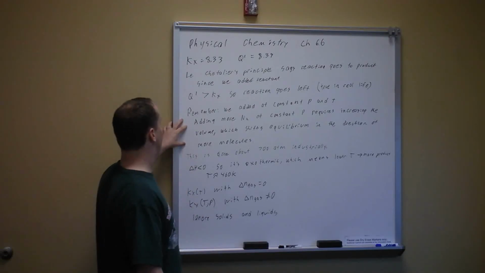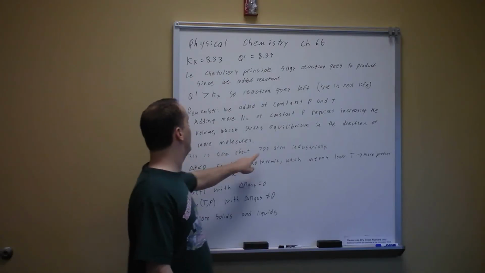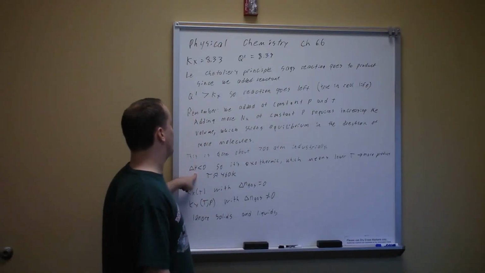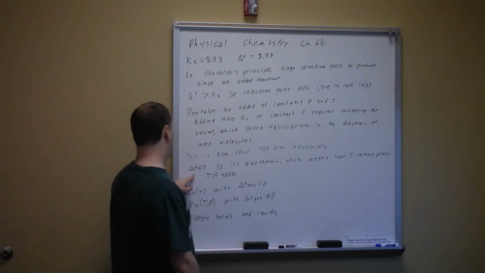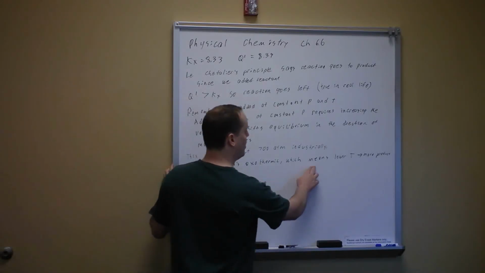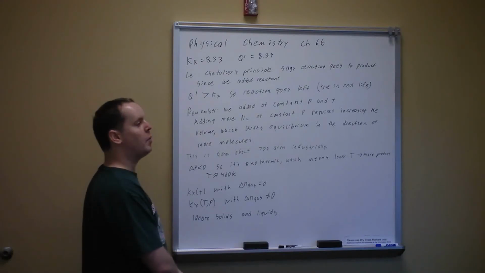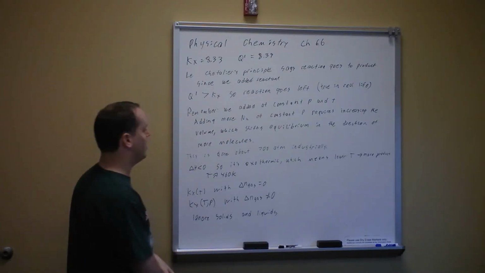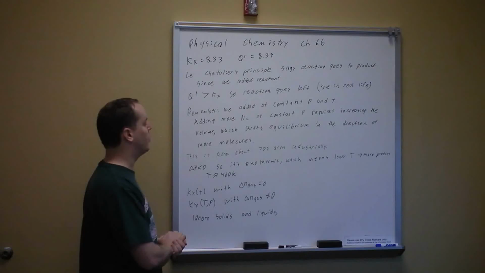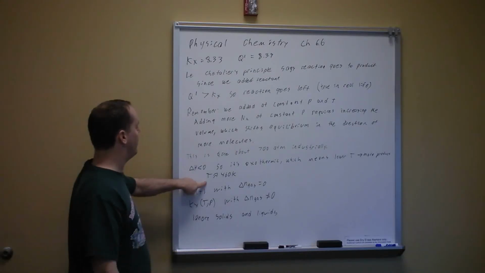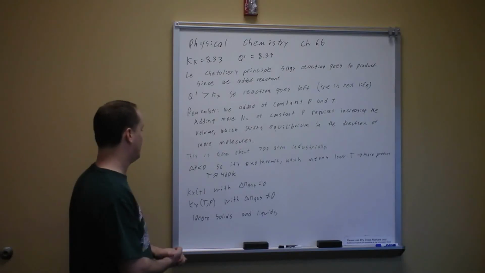Now, when we do this in industry for real, we do it at about 700 atm. Also, this is an exothermic reaction, so delta H is less than 0, which means that we want the temperature to be as low as possible to get more product. But of course, remember, we said we can't do it at room temperature because the rate of reaction would be too slow. So the trade-off there is about 460 kelvins.